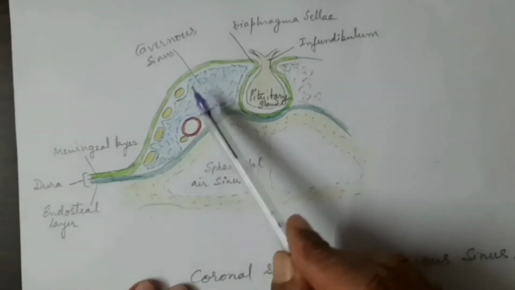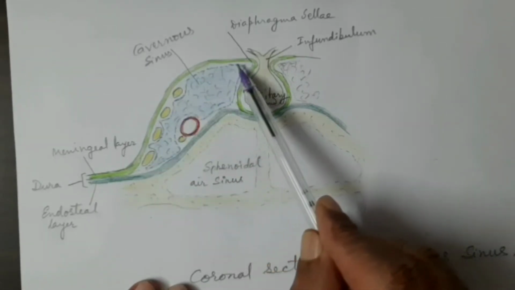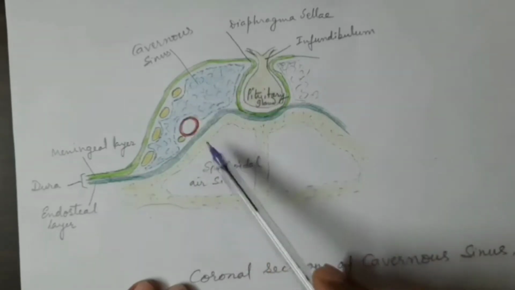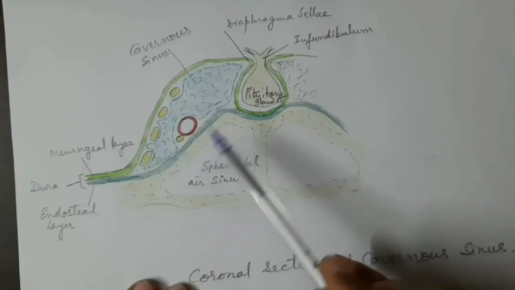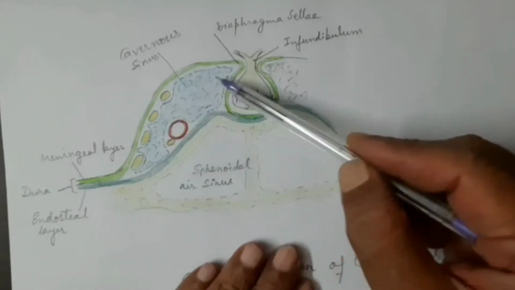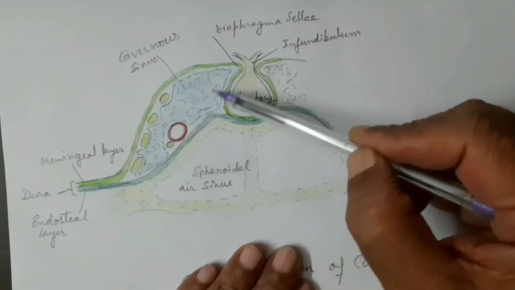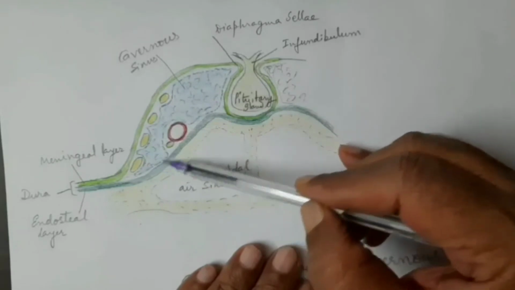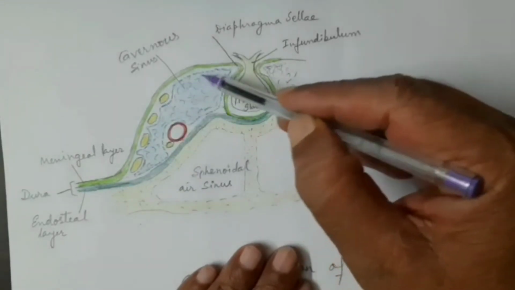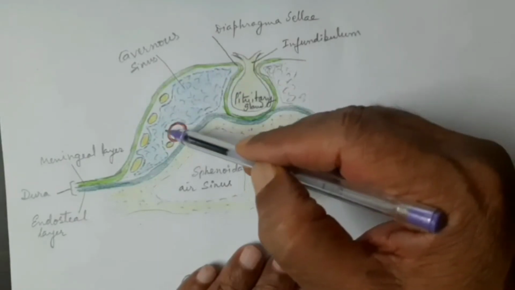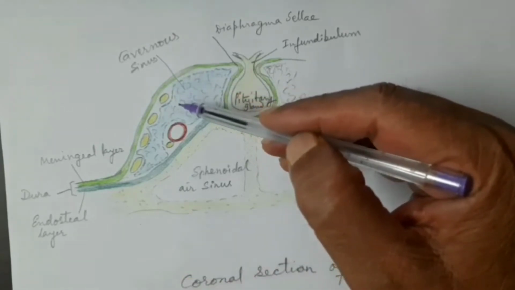And here you can see that both the layers are just going away from each other, and here they are enclosing a space by the side of the body of the sphenoid. This is body of the sphenoid. By the side of the body, these two layers, and within this space the venous blood is pooled, or flowing through this space, and this venous blood forms the dural venous sinus, which is here called as cavernous sinus.